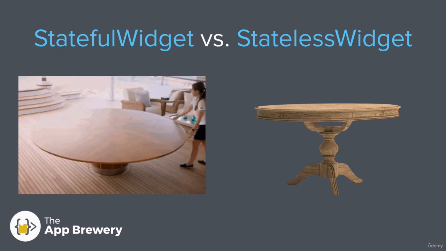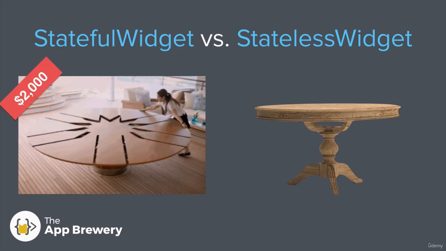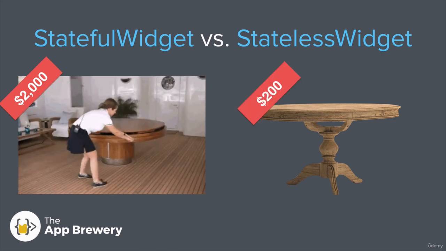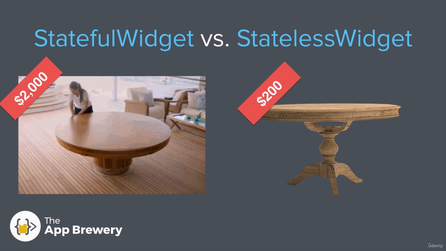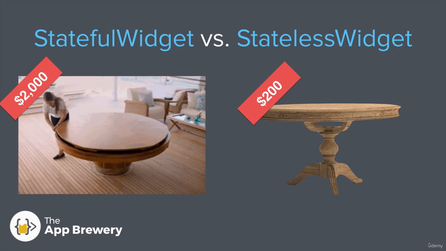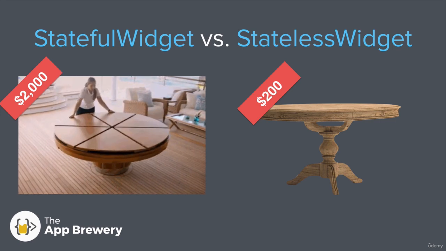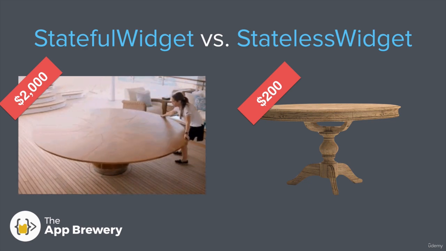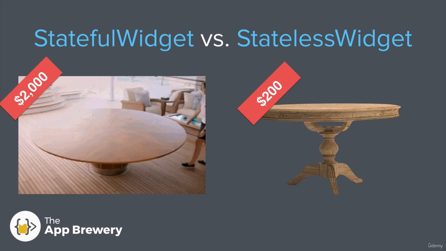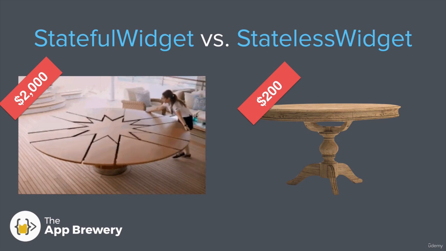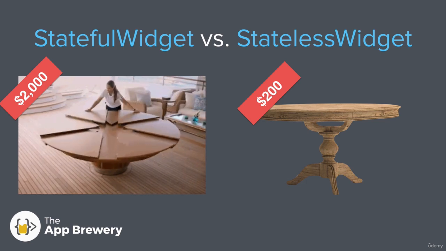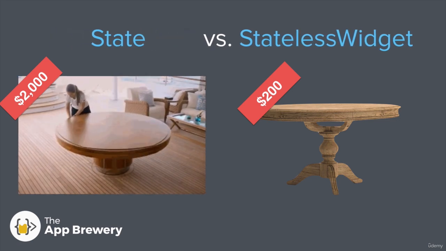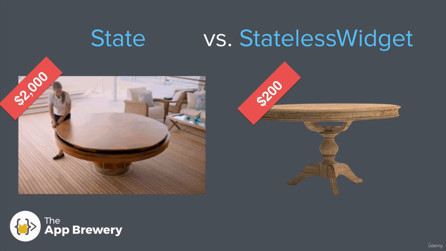And the difference between them is that this table costs something like $2,000, whereas this table costs $200. And the reason is because this stateful table needs a lot more material, it's a lot more expensive to produce, and it takes a lot of effort to build it. So that's the same with our widgets. More precisely, it's actually not the stateful widget that's changing, but it's the state object that is changing.